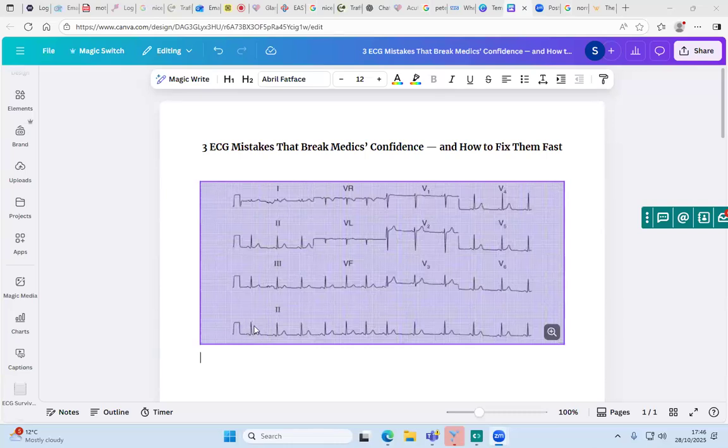In terms of the rate, there are about 4 big squares between this first and second wave on my left. 300 divided by 4, my heart rate is about 75, right? And is there a P wave before every QRS wave? Yes. P wave before every QRS wave. Well, looks like a sinus rhythm to me across the board, right?